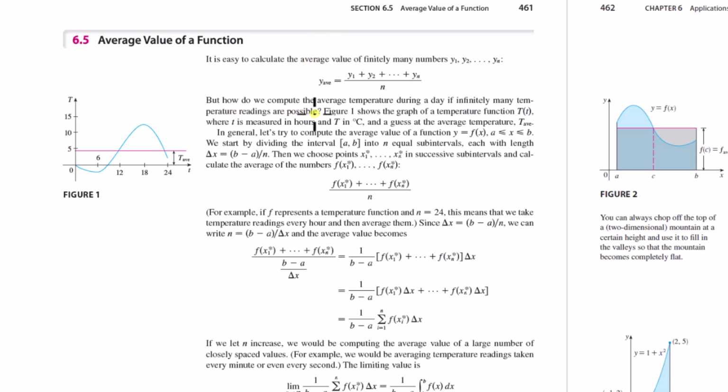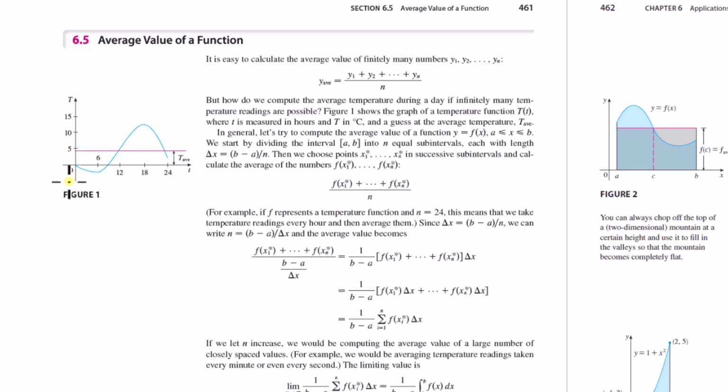But how do we compute the average temperature during a day if infinitely many temperature readings are possible? Figure 1 shows the graph of a temperature function. The temperature is a function of time, where lowercase t is measured in hours, and capital T in degrees Celsius, and a guess at the average temperature T average.